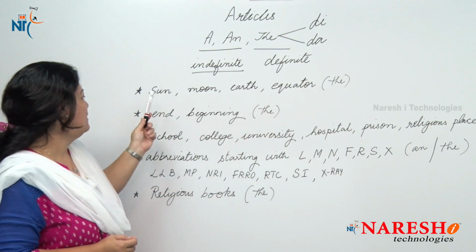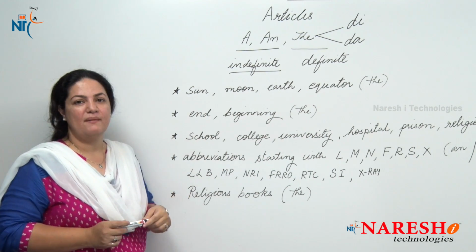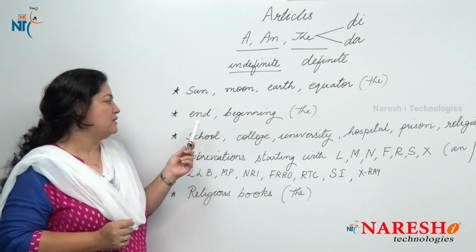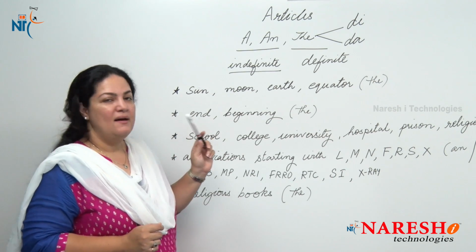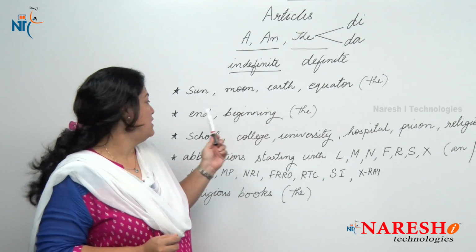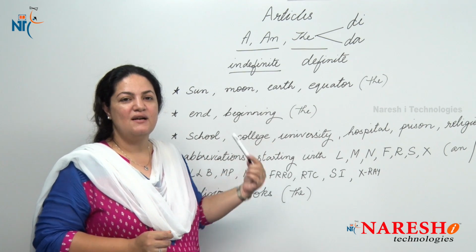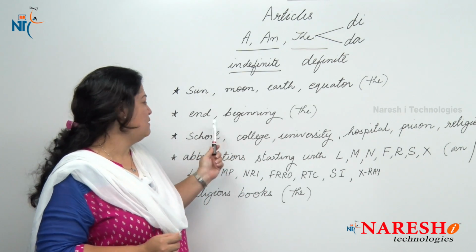Okay. So here the next one is when we are talking about end or beginning of something, we use the before it. So you say the end of this month I am going to go on a holiday. So here the end. The beginning of the next month I would start work. So here I use the before it.